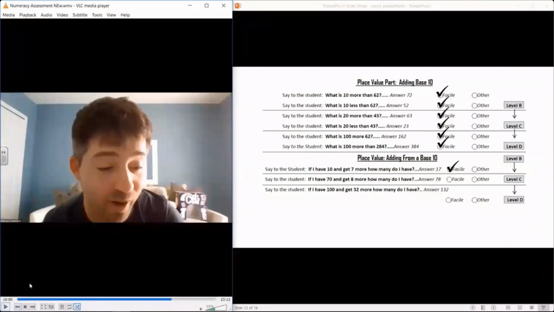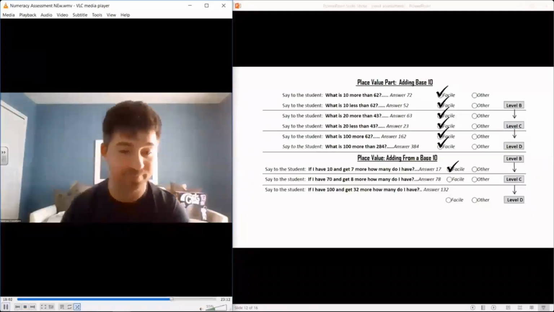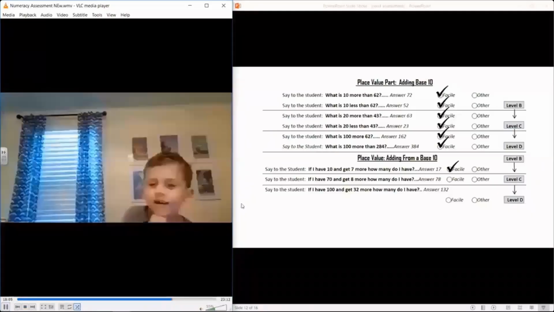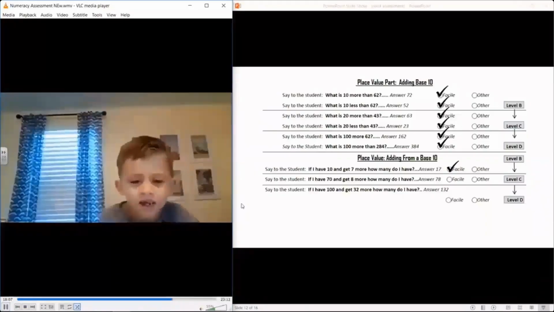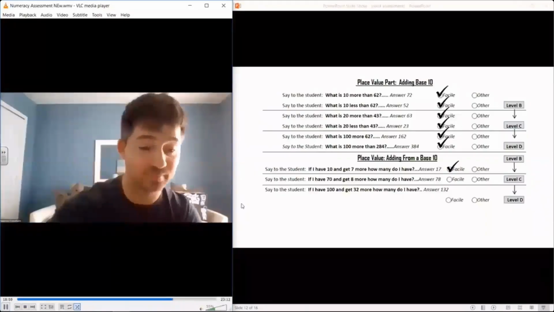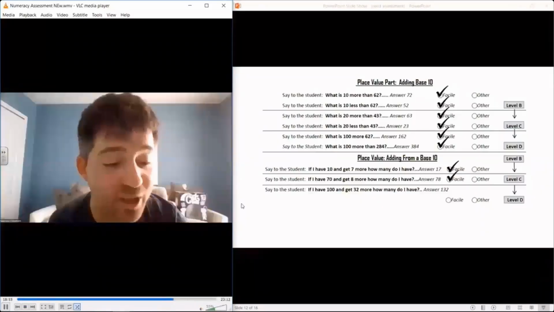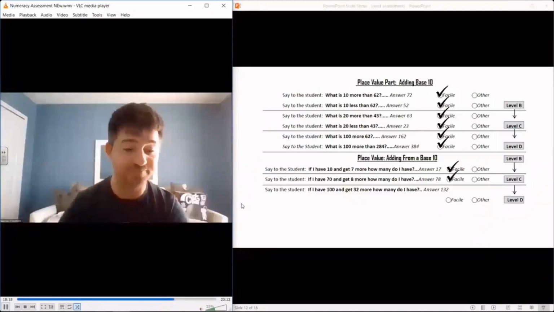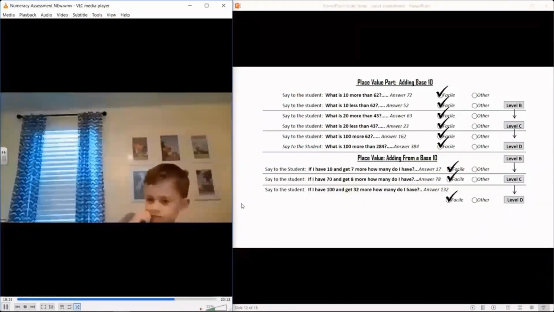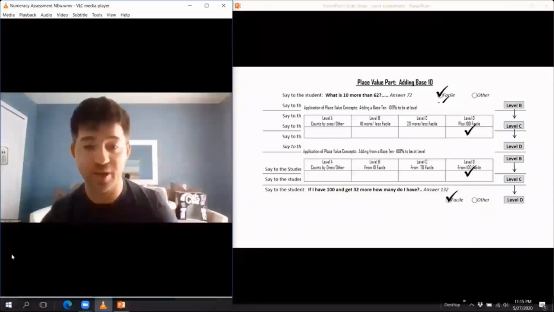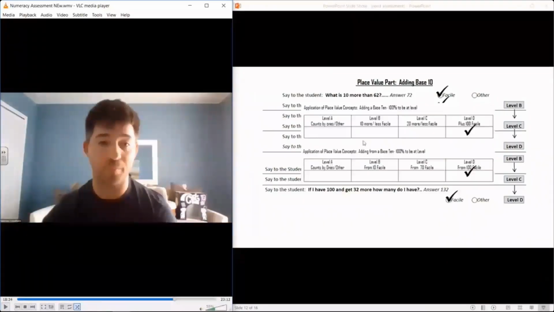Again, this isn't to see if they can add. This is to see if they can use place value. How many do I have? If I have 70 and I get 8 more, how many do I have? 78. If I have 100 and I get 32 more, how many do I have? 132. All right, Reed. Now I'm going to show you some problems. So he was facile on both adding from a base 10 and adding a base 10.